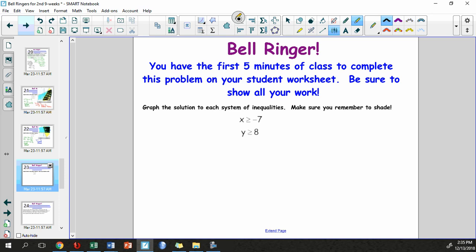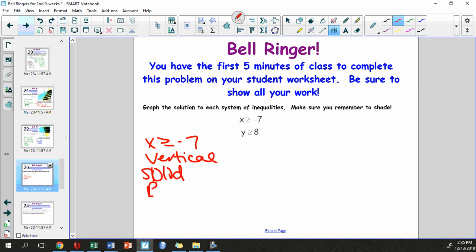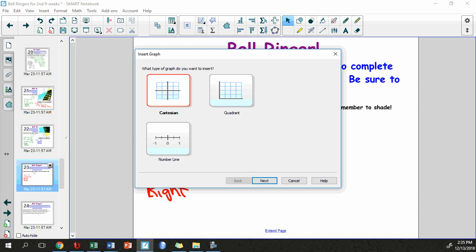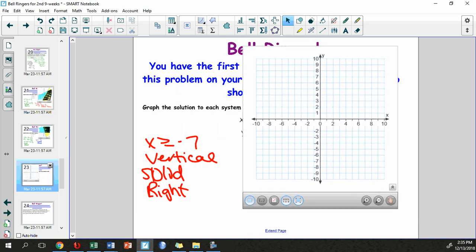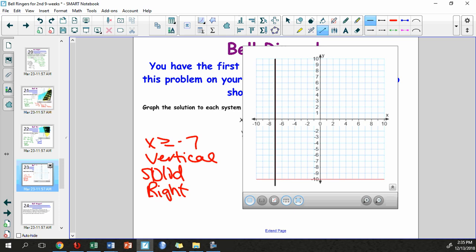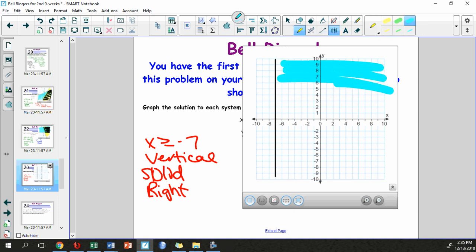Next, same concept. I'm going to have x is greater than or equal to -7. This is a vertical line. It's going to be solid, and it's going to be shaded to the right because that means above. So I'm going to go ahead and have a solid line at -7. That's what I'm going to have. I'm going to have the shading to the right.